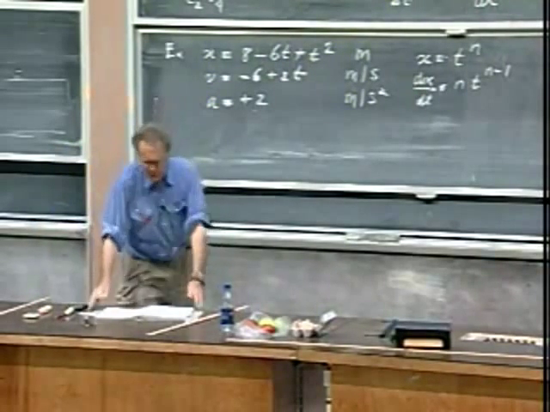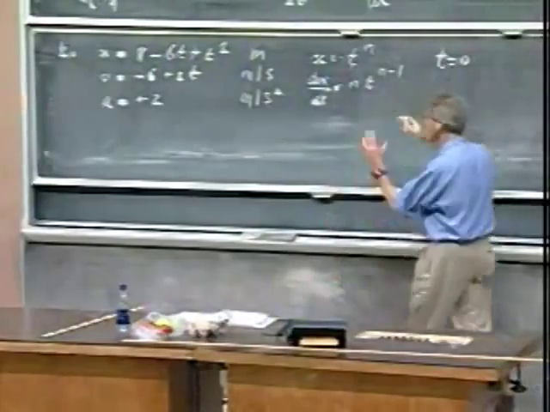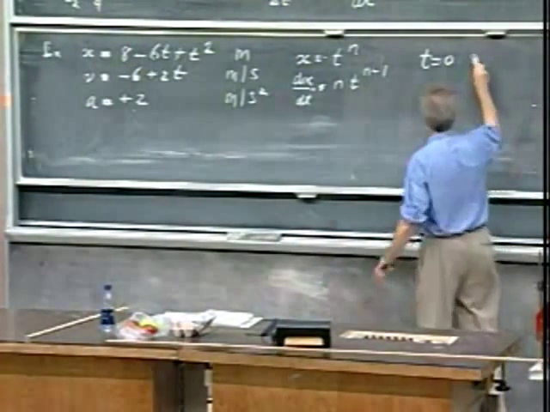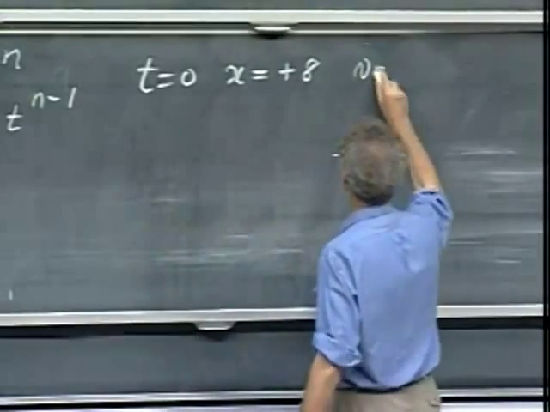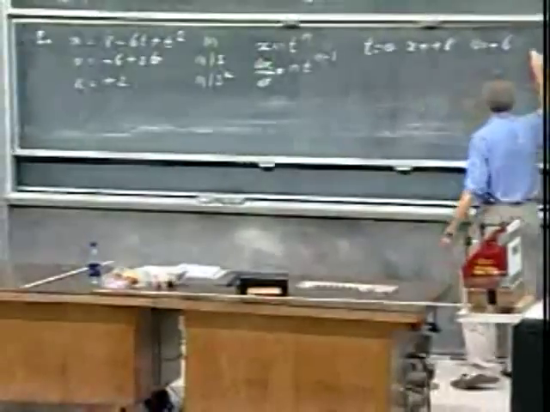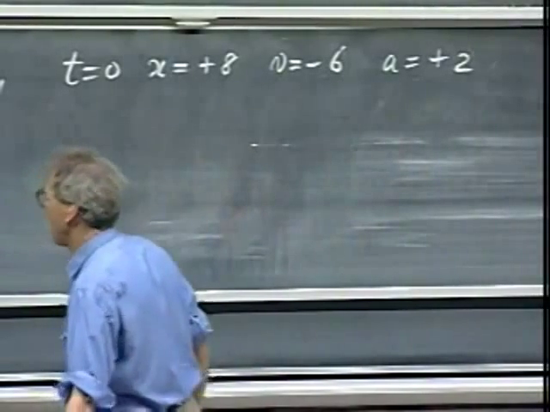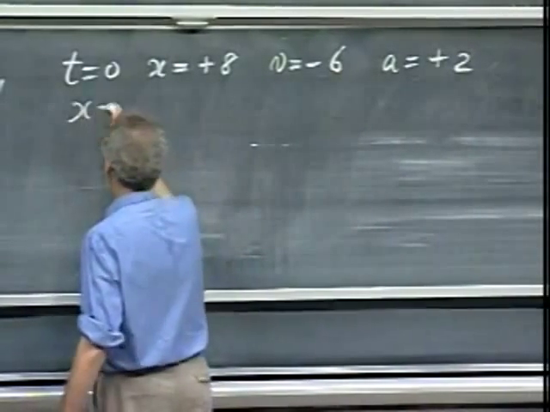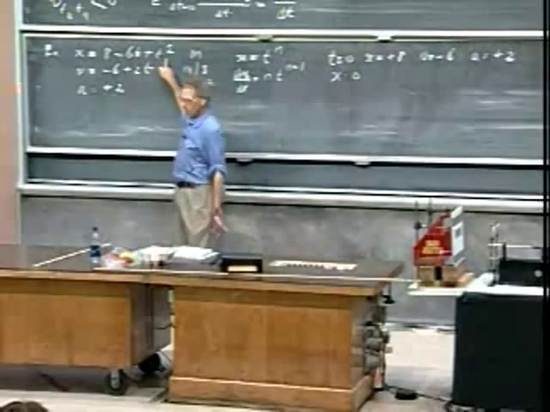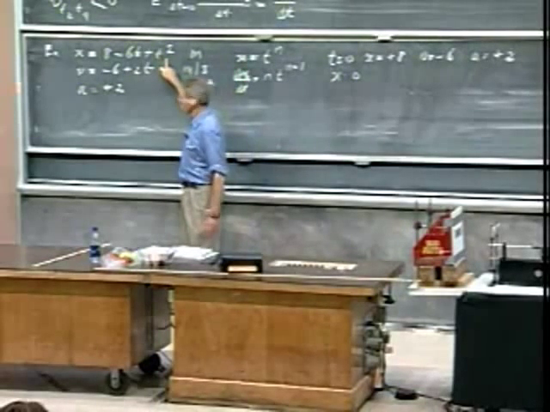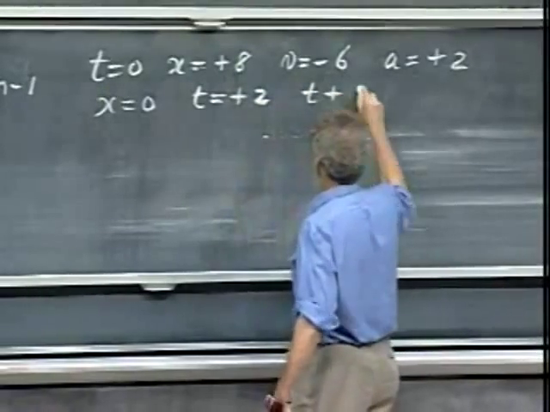Well, at time t equals 0, I'll start to probe a little bit. I want to get a feeling for what this object is doing. At time t equals 0, x is plus 8. The velocity is minus 6 meters per second, and the acceleration equals plus 2. I can also ask myself, at what time is x equal 0? What are the times that x is 0? Well, I have to solve this second order equation, which is something that you've all done in high school, and you will find that that's the case when the time is plus 2 and when the time is plus 4.